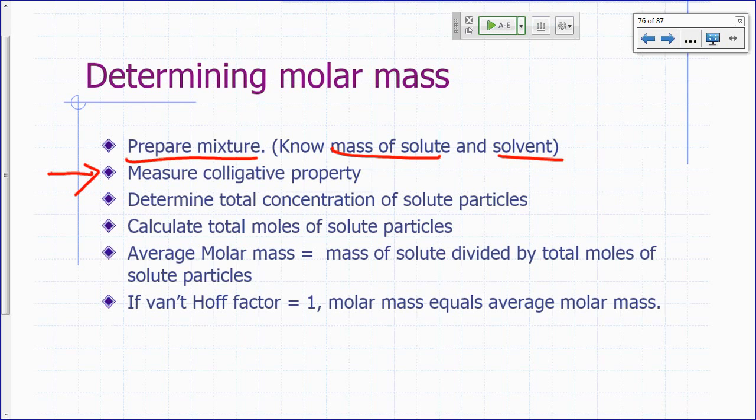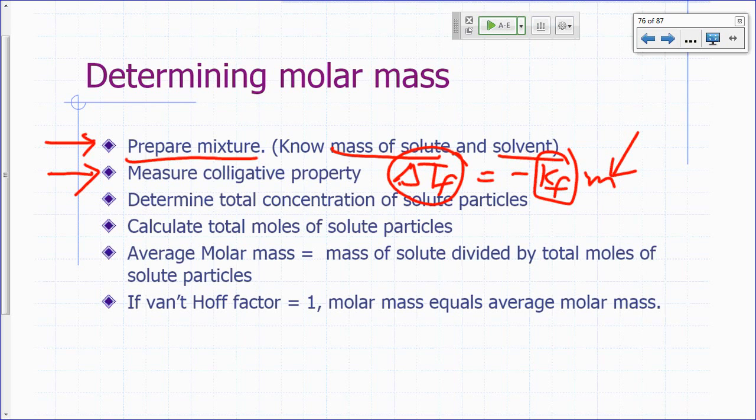point depression. So what if you know the colligative property and you made the mixture? So from the colligative property, what can you determine? Remember, for example, let's say you did delta TF. That's going to be equal to minus KF times m, right? So you can go to the lab, you can measure the freezing point of pure water, and then measure the freezing point of the solution that you made. You can get your delta TF. You know the KF for water, so you can get the total concentration of solute particles. You'd be able to solve for the total molality.